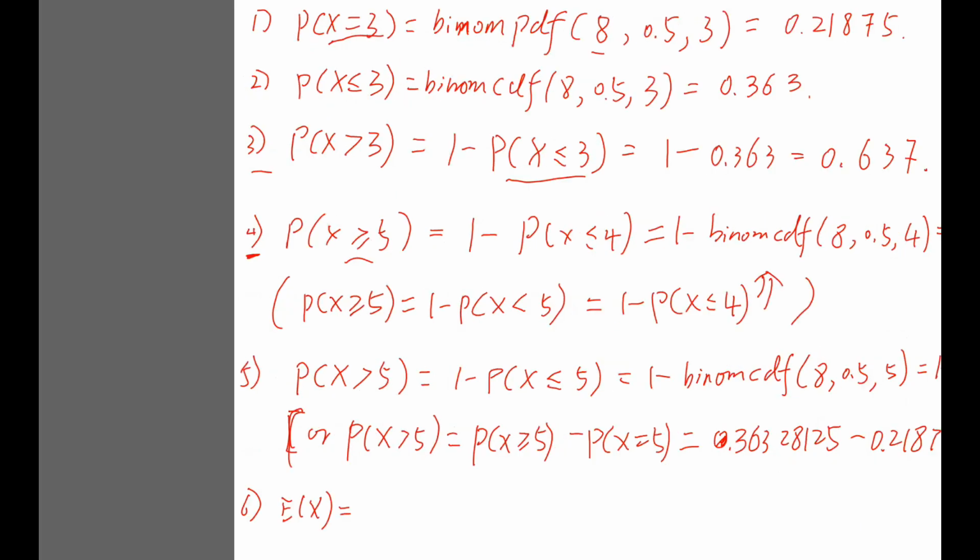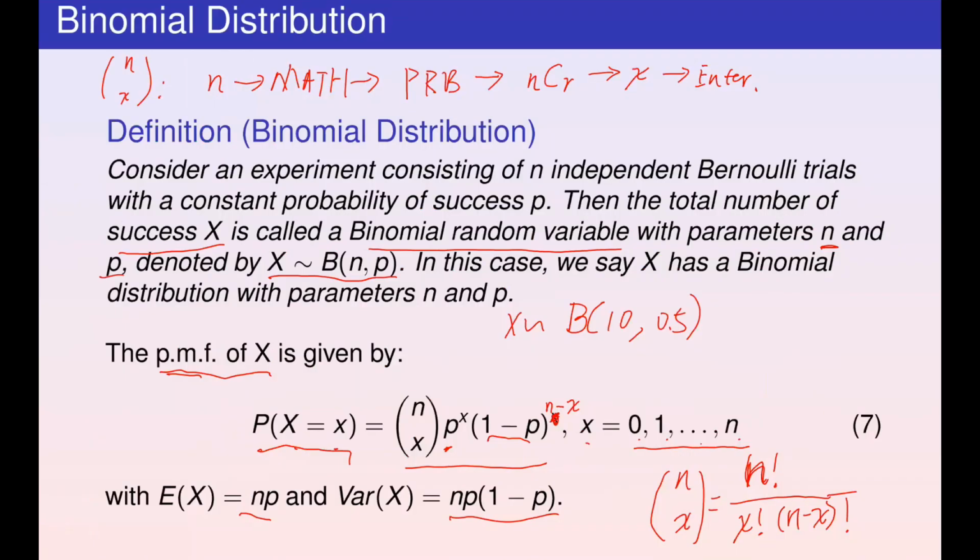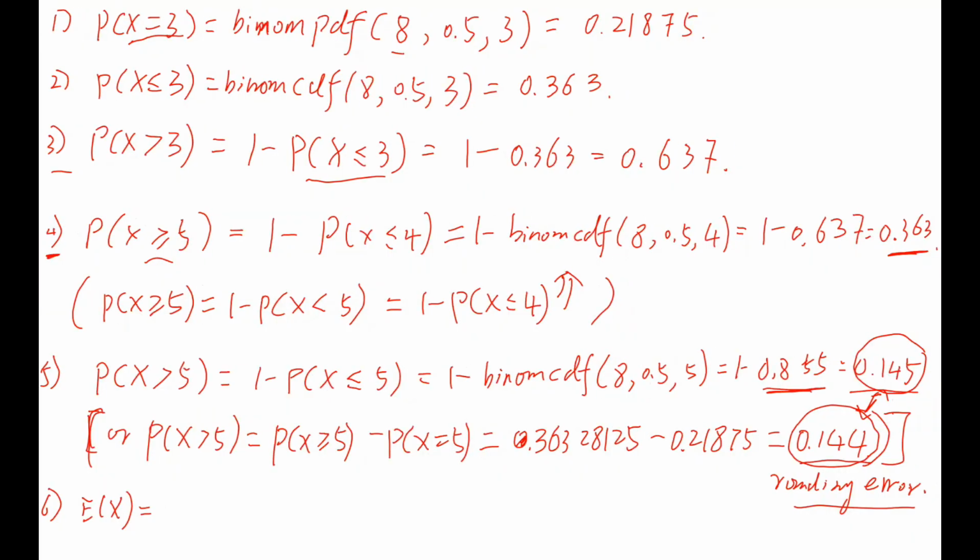All right, be careful. The expectation is n times p. Variance is np times 1 minus p. So np equals 8 times 0.5, that's 4. And finally we can get the variance equals np(1 minus p). It's 8 times 0.5 times 1 minus 0.5. That's 2.